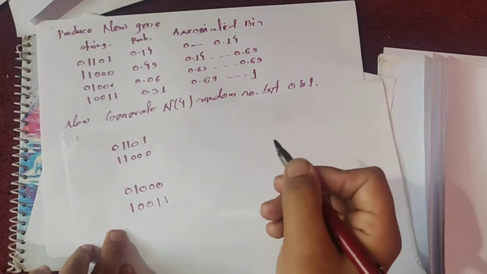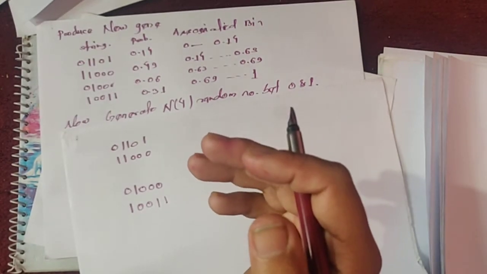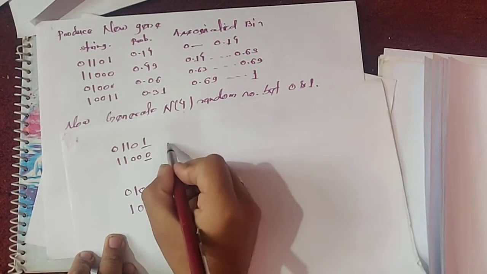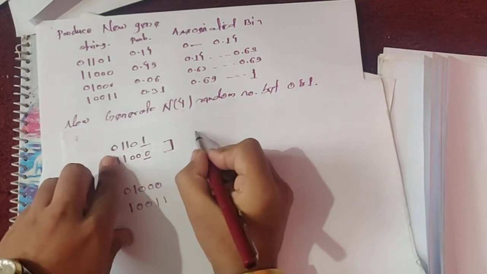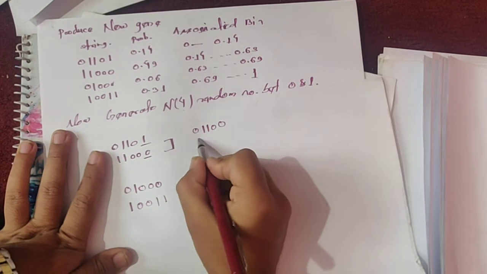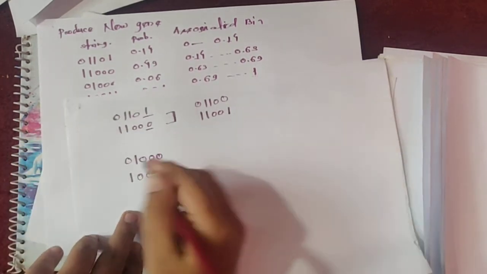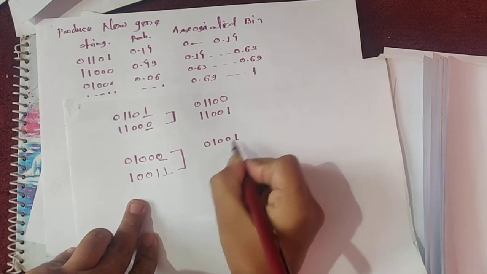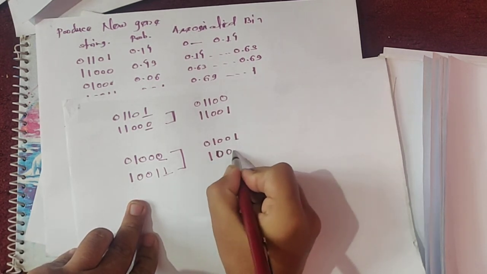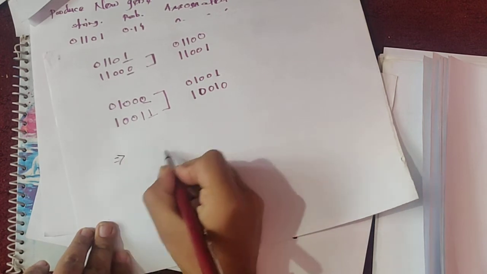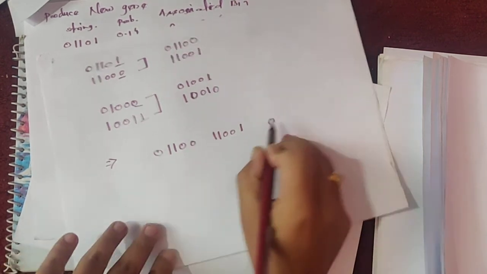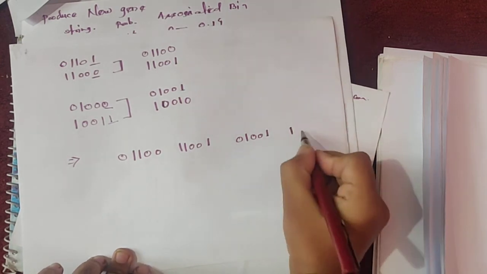Now I am using only 1-point crossover, taking the crossover only at this part. Interchanging these two parts, we get 01100 and 11001. In this case, if we flip these 2 bits, 01001 and 11010. Now our new population, our new solution, is 01100, 11001, 01001, 10010.